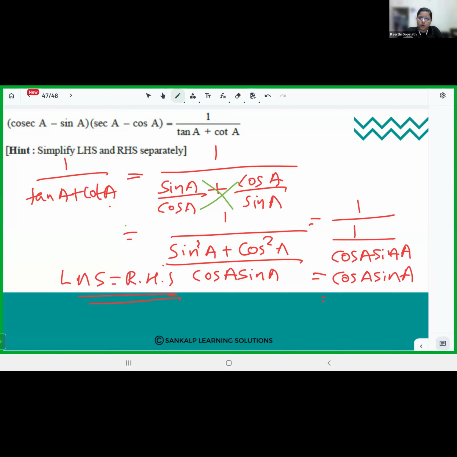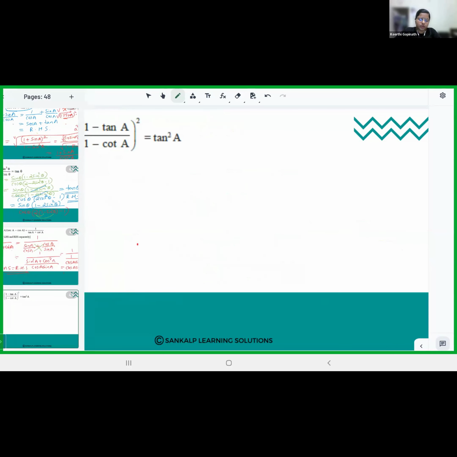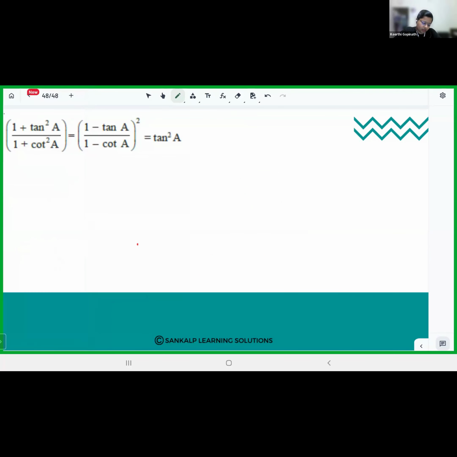So let us do one more question. This is the last question of our chapter. So we'll solve that also. Okay, here you can see that there are three terms: 1 plus tan square A by 1 plus cot square A equal to 1 minus tan A by 1 minus cot A, the whole square, is equal to tan square A. You have to prove all these. So first of all, you consider 1 plus tan square A by 1 plus cot square A. That part, you consider that part, okay? Which means the first part.